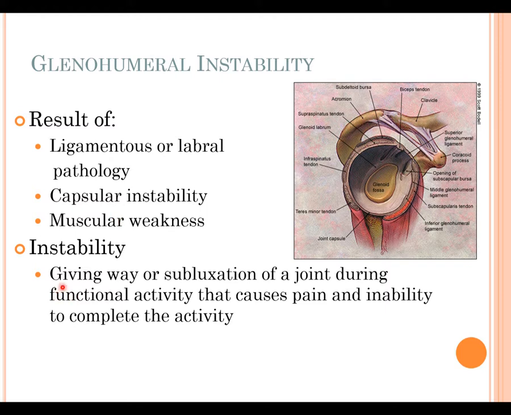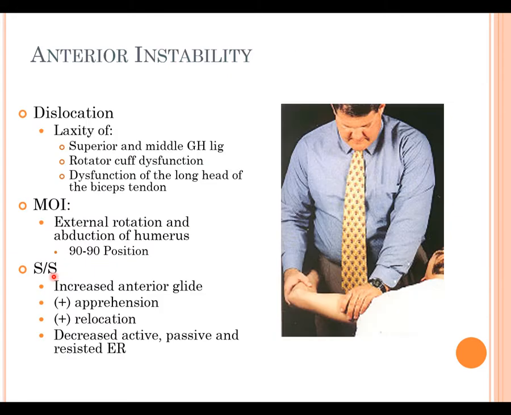So in this, we see a giving way or subluxation of a joint during functional activity that causes pain and inability to complete the activity. Whatever is going on is now affecting our activity. It could be causing subluxation, where our joint actually leaves its surface and returns on its own. So again, this is worse than just laxity. This is the instability, where it's actually causing us pain. It's causing us to affect our activity.